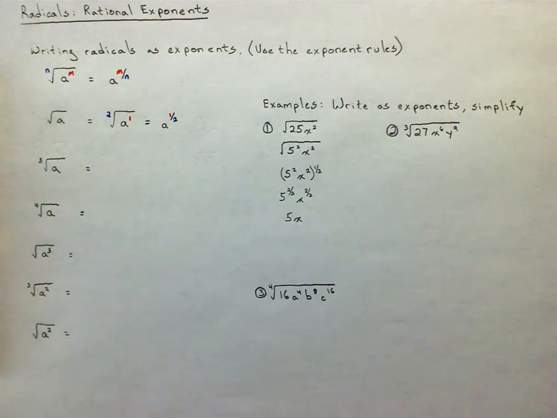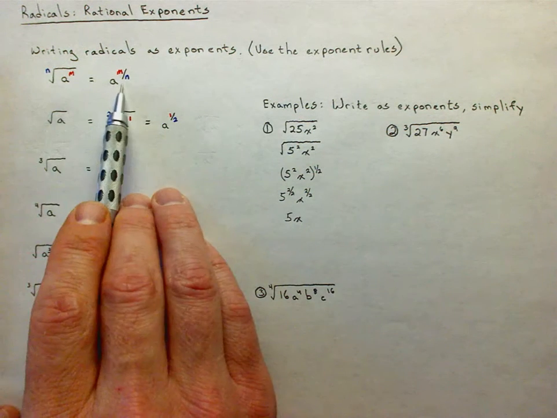Hey guys, let's take a look at radicals again, and we're going to talk about rational exponents. What we're doing here is writing radicals as exponents, and then we get to use the exponent rules to be able to simplify what we're doing. So this is our basic formula.